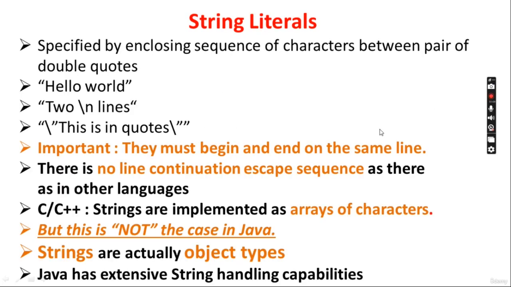Then we are going to see string literals. String literals are specified by enclosing a sequence of characters between a pair of double quotes. So whatever is written inside the double quote pair will be considered a string literal or a string constant. So these are the examples: "Hello world", "2\n lines", which means 2, and then a new line, then lines, and \" is for displaying a double quote. This is in quotes.